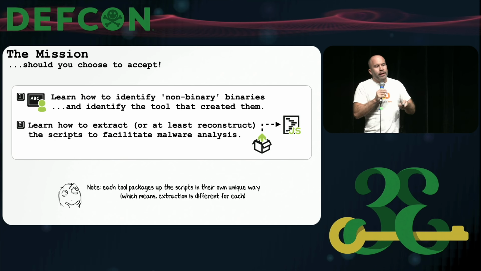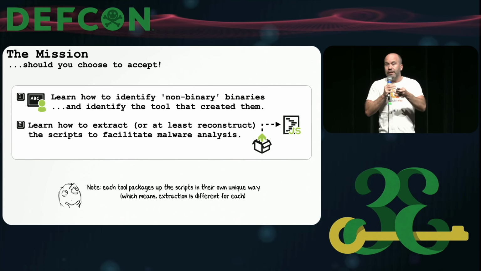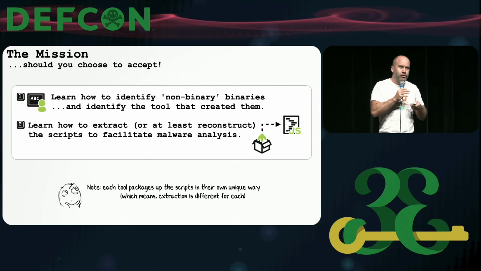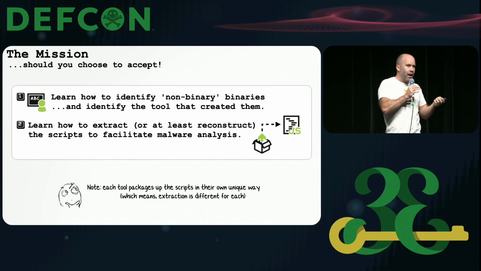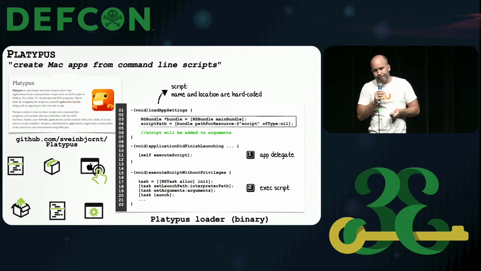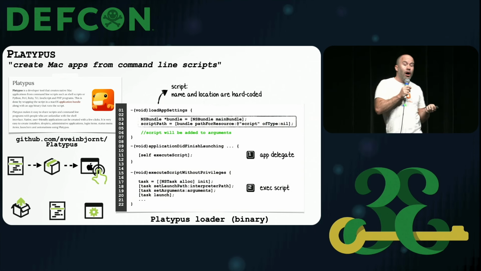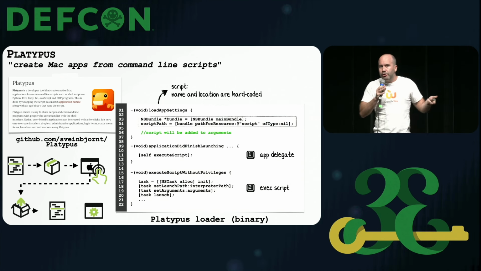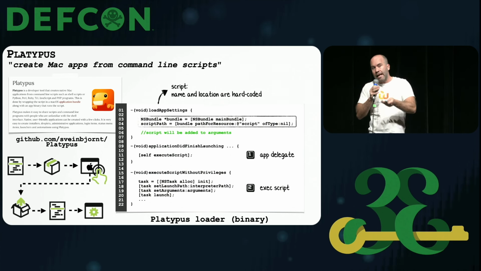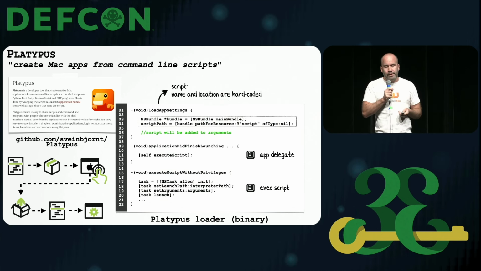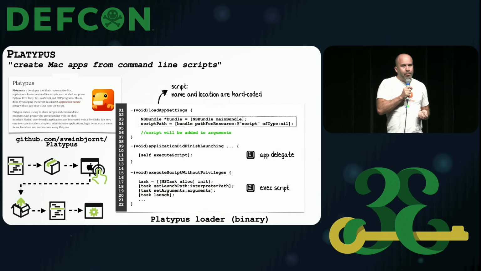And again, worth noting, each tool packages up the script in a different way. So it's important for us to be able to recognize each tool, because the way we extract the script to analyze it is going to be different for each one. So let's now go through some of the common script-based packaging utilities. We'll talk about how to identify each and talk about malware samples that have abused that. We're going to start with Platypus.